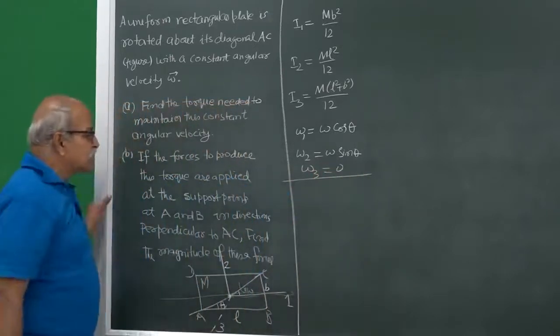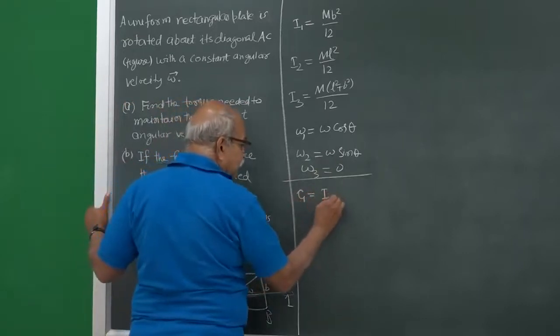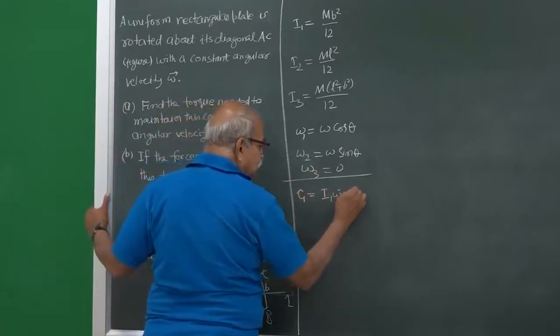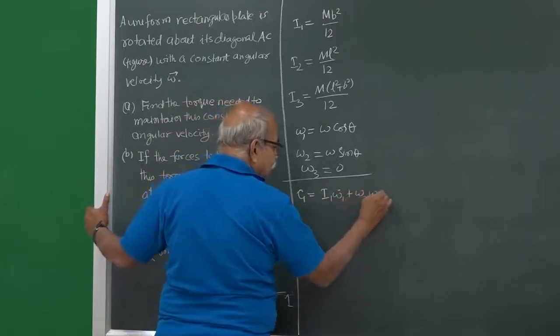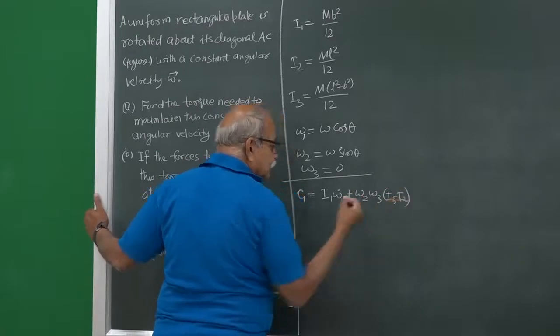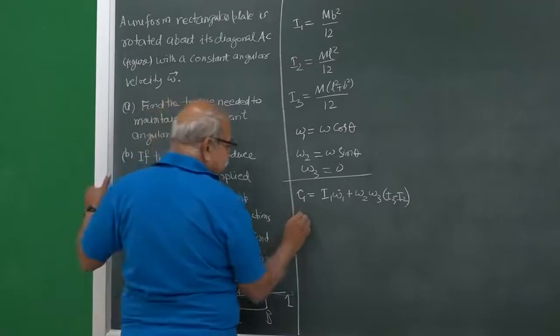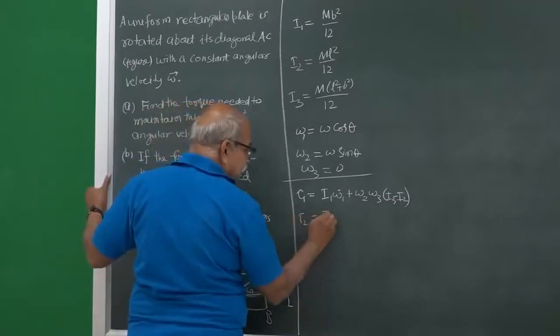What are our Euler's equations? Tau 1 is equal to I1 omega 1 dot plus omega 2 omega 3 into (I3 minus I2). That is Euler's first equation. Then you have the second equation. The second equation is just a cyclic permutation.